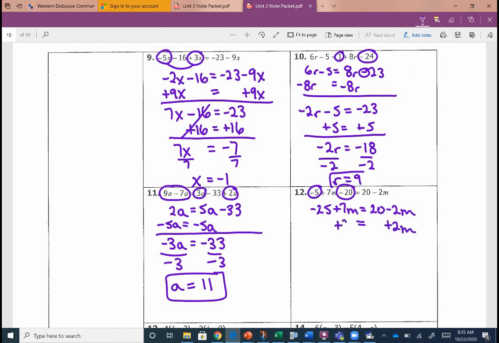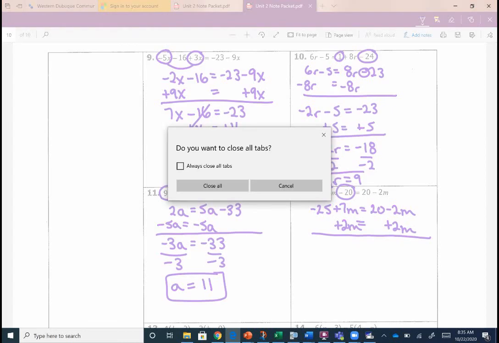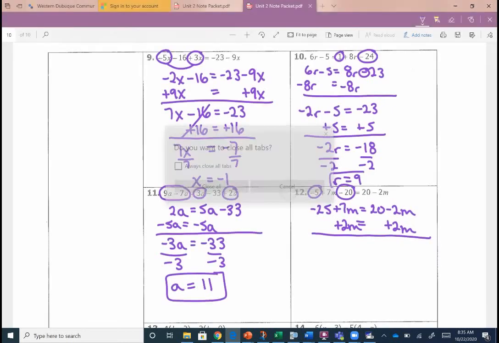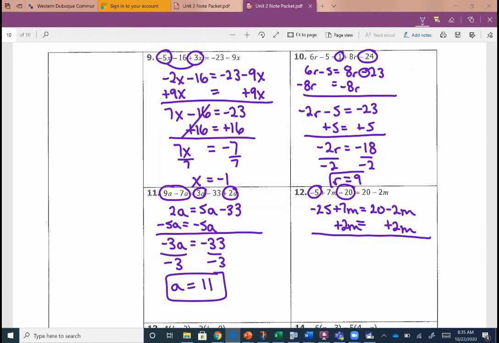I know a lot of you, I've seen it the last couple weeks, we've been working on equations. You like to flip your equation around if I don't give you the variable on the left to start. So for these, you kind of get your choice. You can choose to put your variable on the left. Okay, so on the left side we have negative 25. We now have a positive 9m, and it equals a positive 20.